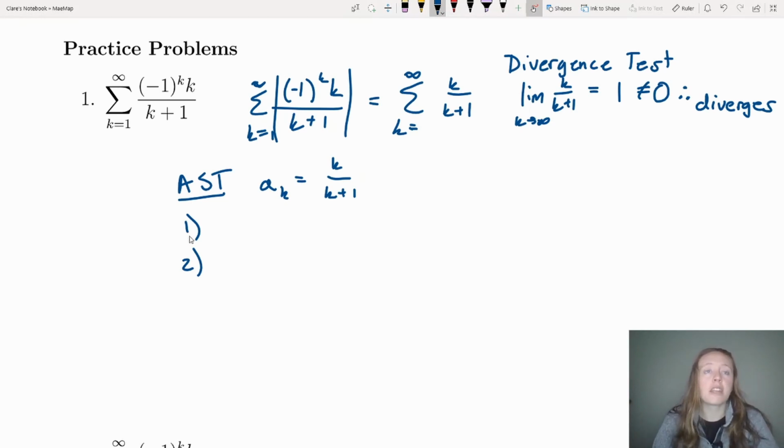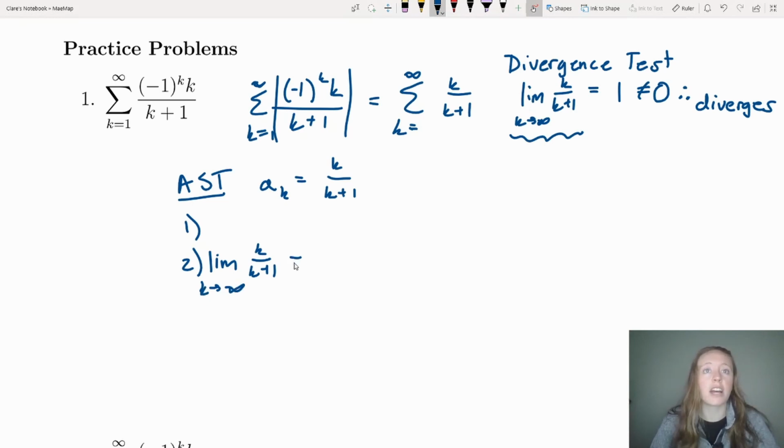Just because I number these 1 and 2 doesn't mean we have to perform them in that particular order. It just means that both conditions need to be met. And right away, if you look how we did the divergence test up here, that's kind of like step 2 of our AST, but it's not the divergence test, so don't confuse it with the divergence test. But part 2 is taking the limit of our a sub k, which is k over k plus 1 as k goes to infinity.